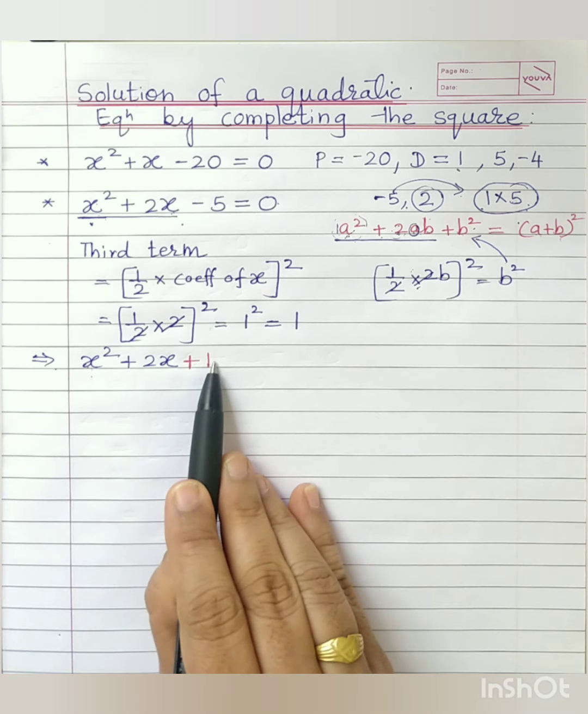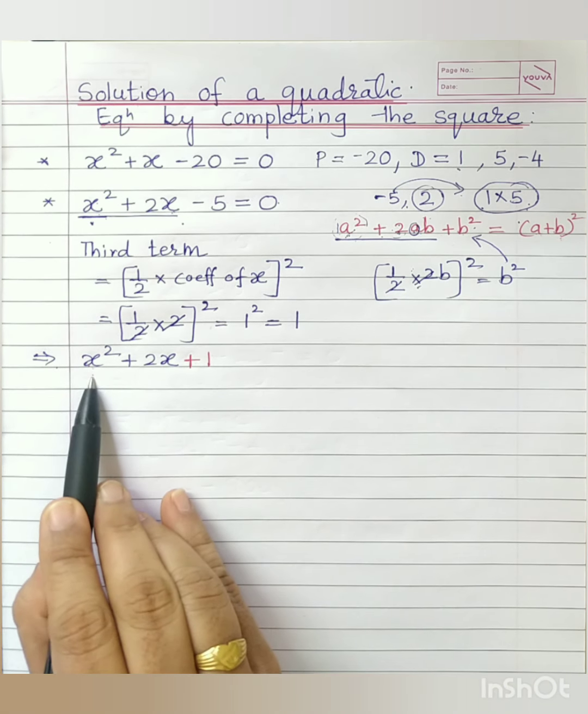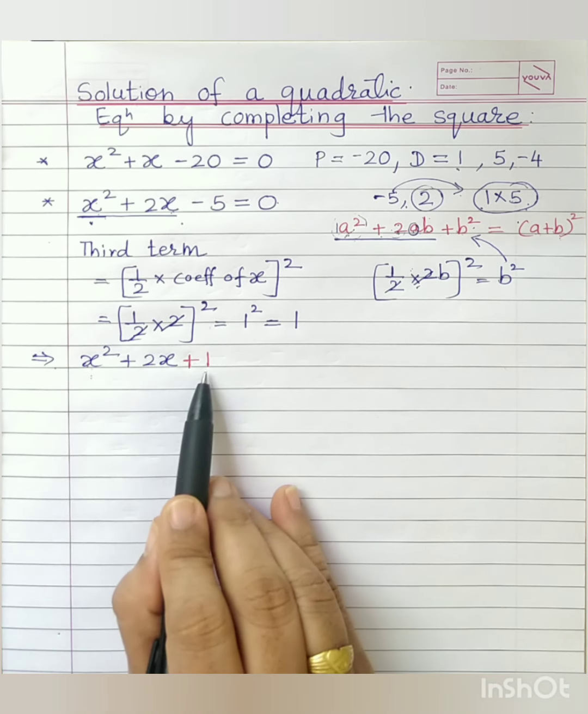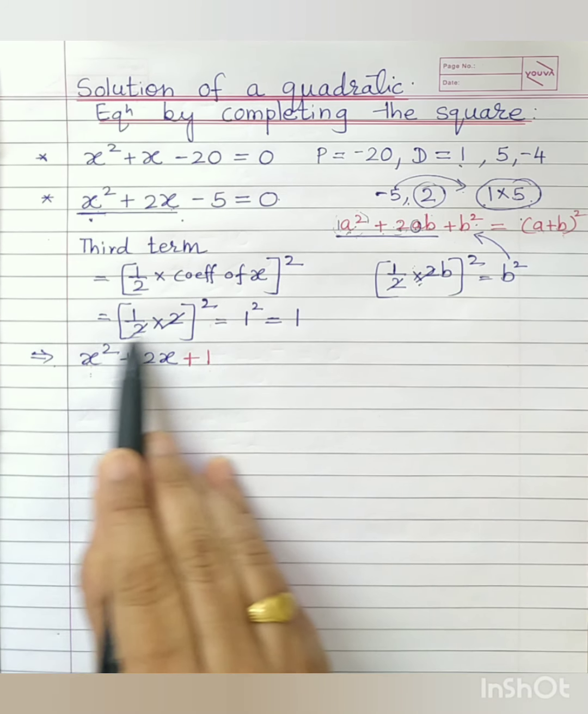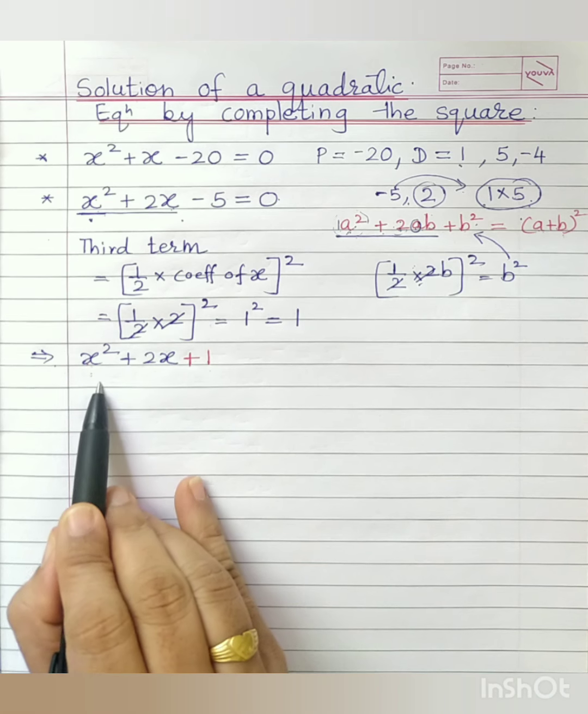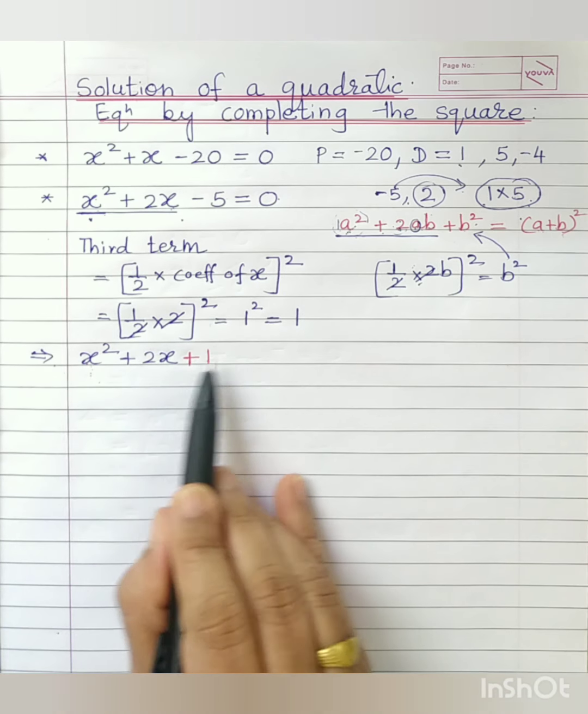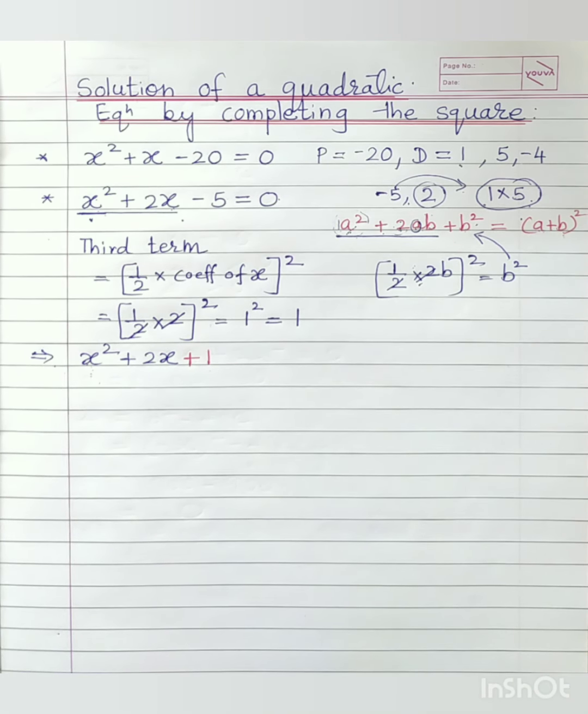So b will be what? 1. So here a will be what? X, b will be what? 1. X square plus 2x plus 1 is the square of what? X plus 1 the whole square. That will be the next step.